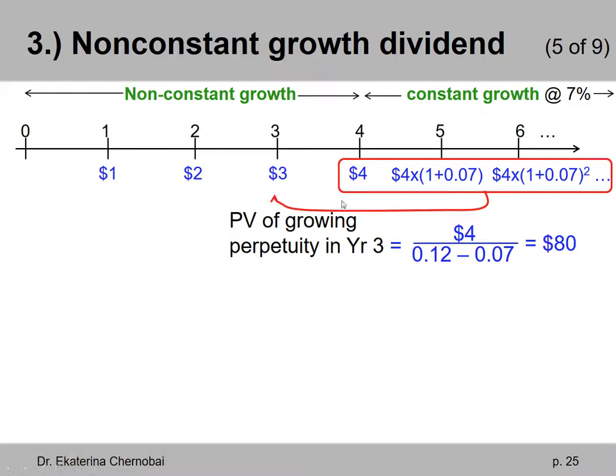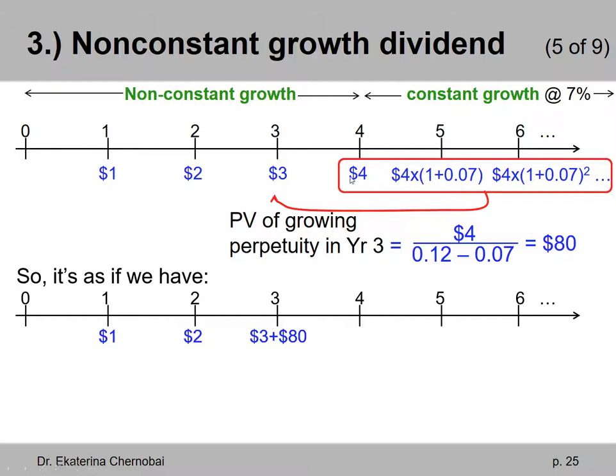So we put $4, the first one in this endless growing dividend sequence, in the numerator, and then we divide it by the difference between the 12% discount rate and the 7% annual growth rate in dividends. And that gives us $80. Now think of what we have just done.